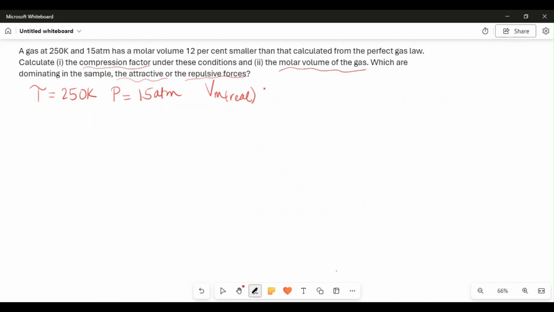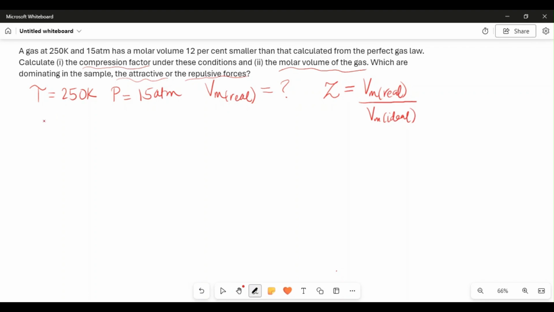We don't know what this is because they're giving us information in percent, and it's also actually what we're supposed to solve. We're supposed to find the molar volume of the real gas and the compression factor, which is Z. Usually the compression factor formula is the molar volume of the real gas divided by the molar volume of the ideal or perfect gas. So that is what the compression factor is. Let's go on to what we know.